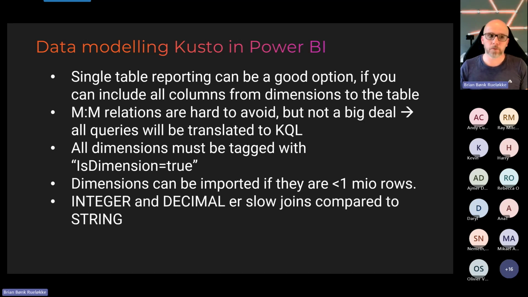A small thing to remember is that integer and decimals are slow joins. If you do joins there, it is far more performant to do joins on strings. So a bit of mind-blowing things here, but if you take these things into account working in Power BI, you will get a good performant data model and report.